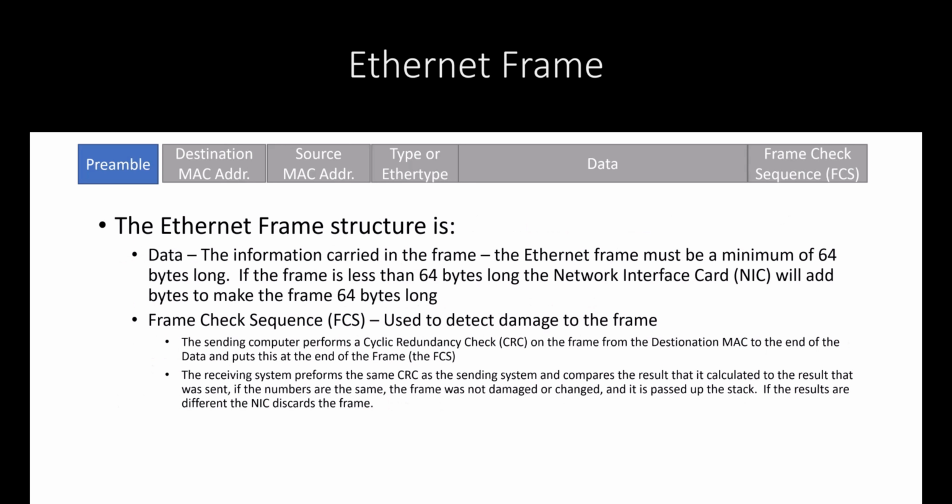Our data is going to be a minimum of 64 bytes long and a maximum of 1,436 bytes. If for some reason the data does not equal 64 bytes, the network interface card will add padding to make the 64 bytes. And then we have a frame check sequence, which is used to detect errors in transmission, and that is 4 bytes long.